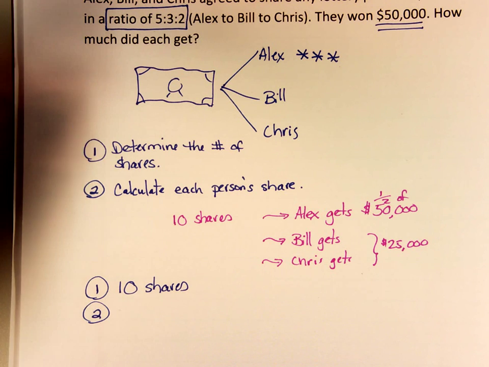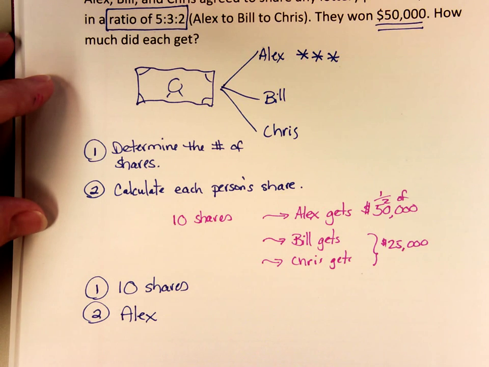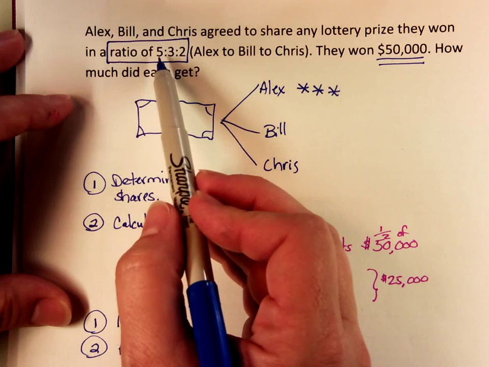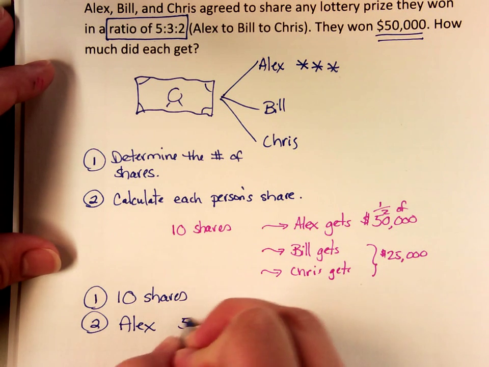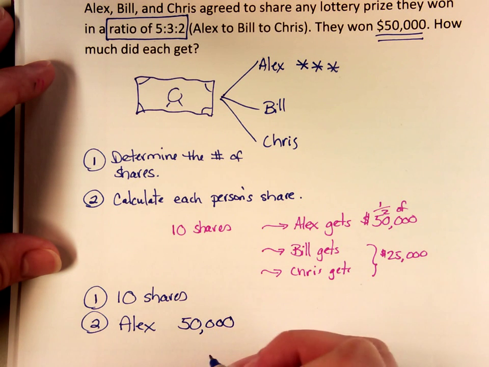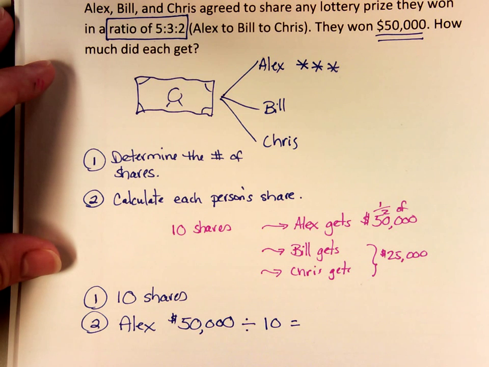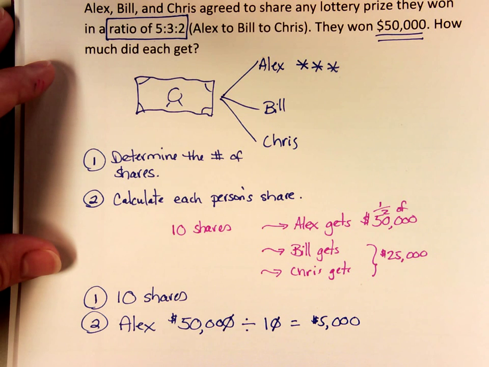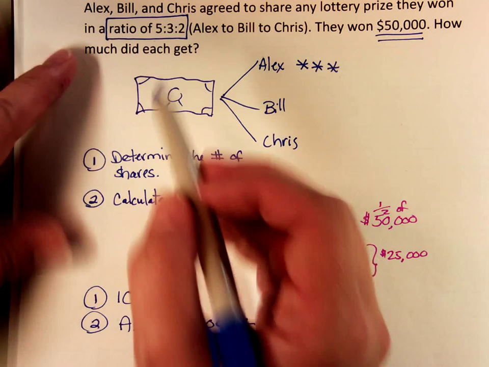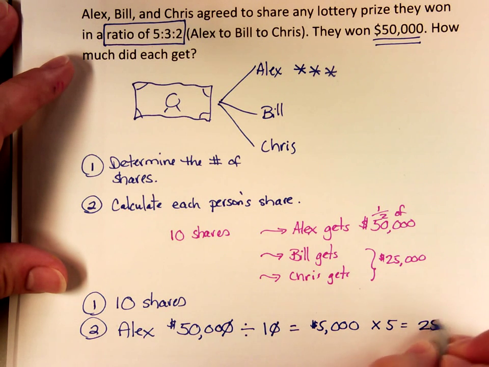Step number 2, calculate each person's share. That's going to be slightly harder. We have to do 3 calculations then because there's 3 people. Alex gets 5 shares. How much is each share worth? Take the total amount of money and divide it by the number of shares. 50,000 divided by 10, I can cancel a 0 off each one, and I get $5,000. Each share is worth $5,000. And Alex gets 5 shares. 5,000 times 5 is 25,000.